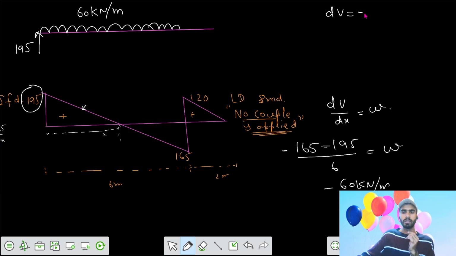dV equals minus P. So we write the change in shear force from 120 to minus 165 equals minus P. So the value of P becomes equal to minus 2 times 285. That means the direction assumed is wrong. That means the reaction has to be upwards because your shear force is going upwards. So your load is acting upwards. There should be some support giving a reaction of 285.